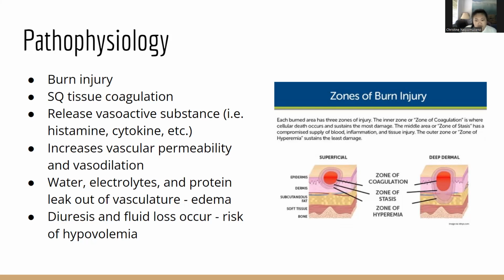And so I have also attached a diagram on the side of where the subcutaneous tissue coagulation occurs in the skin and where also cellular death occurs. And that's in the zone of coagulation, as you can see in the epidermis and dermis layer. Then the zone of stasis, which is directly below it, that's where tissue injury occurs and there's a significant compromised supply of blood. And then right below that would be the zone of hyperemia, which is where the least amount of damage is caused overall.